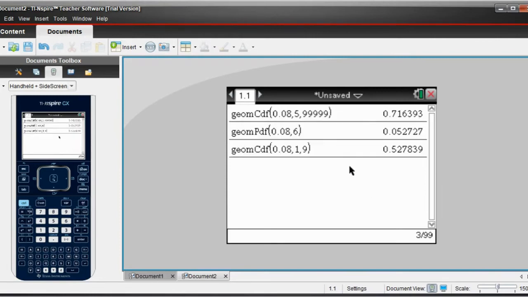All right, so we hit OK there, and our answer, it looks like it's going to be 0.527839, or 53%, or 52.78%, depending on how exact you want to be. So these are going to be the 3 answers for B, C, and D that you should have on your papers. You can check your work now to see how well you did compared to that.